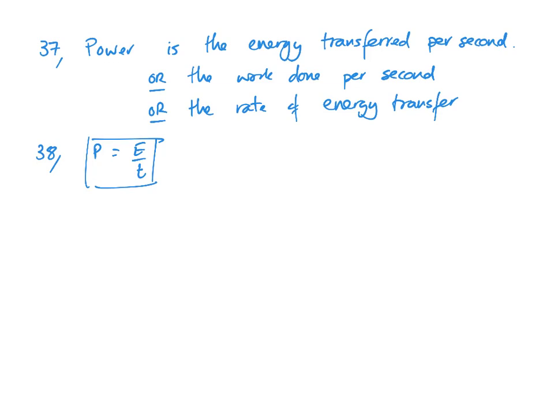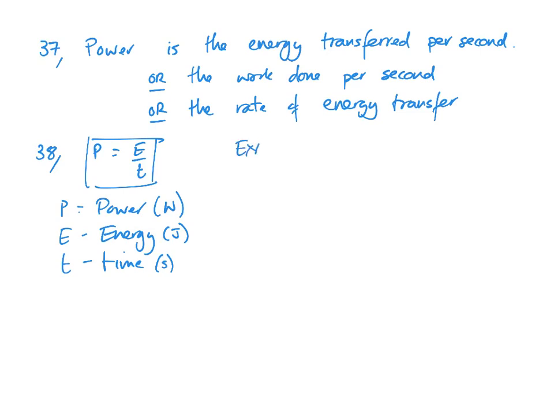You see it's E over T, so it's energy divided by time. It's the energy per second that you're working out there. So P is power, and we introduced the units are watts. E is energy, standard unit there is joules, and T is time measured in seconds.